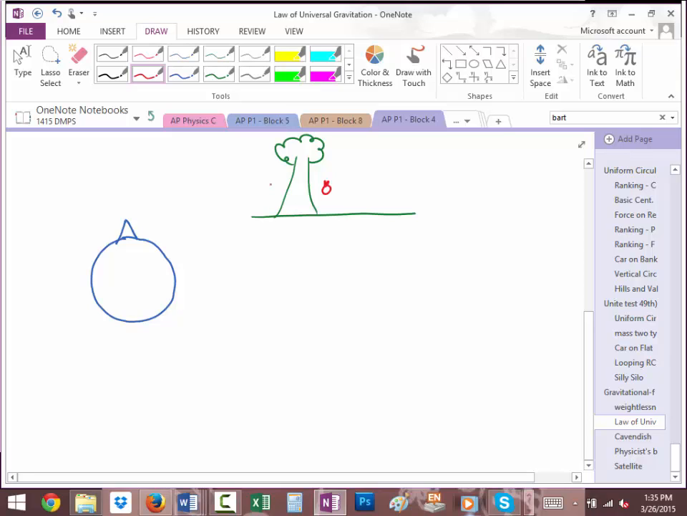Projectile motion, right? No big deal. It's just going to be a little projectile parabola, yes? If he throws it with a little bit more velocity, where's it going to go? A little farther out to the side. It's going to go like this, right?